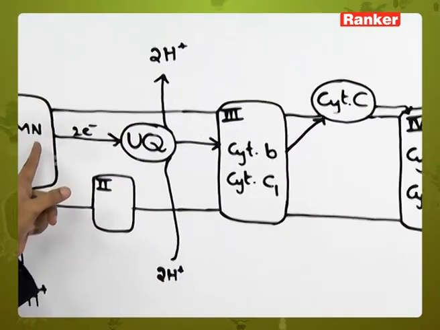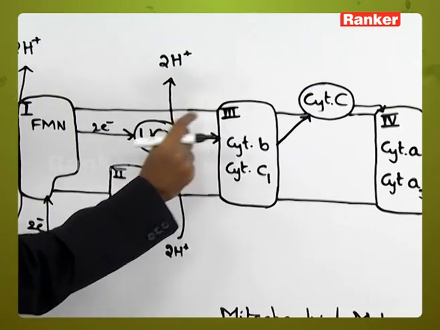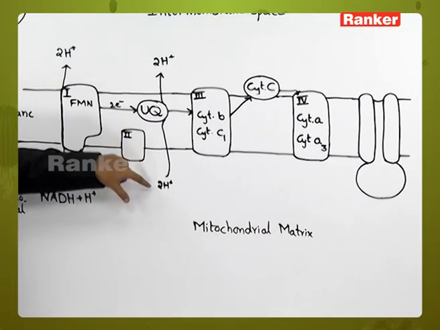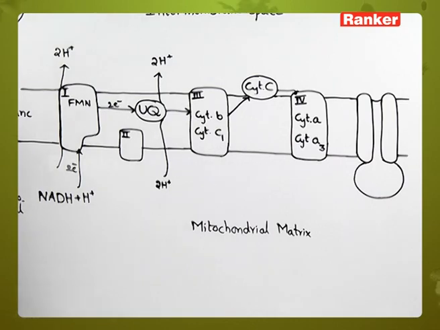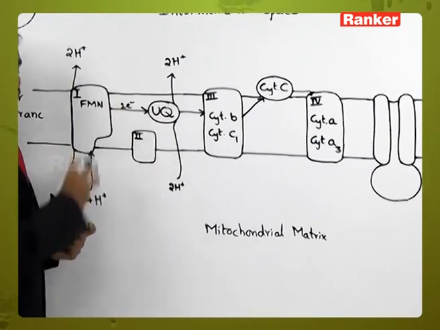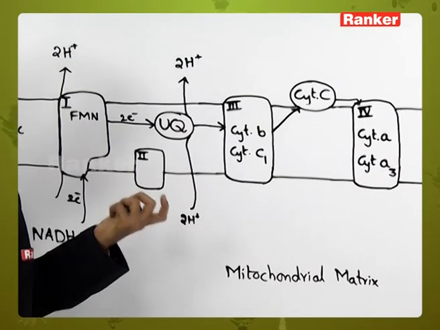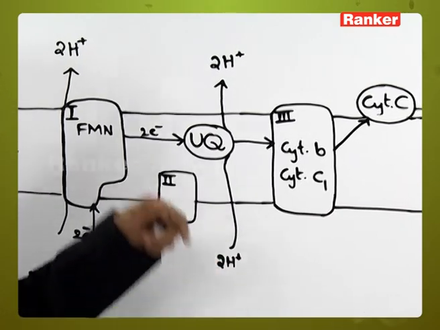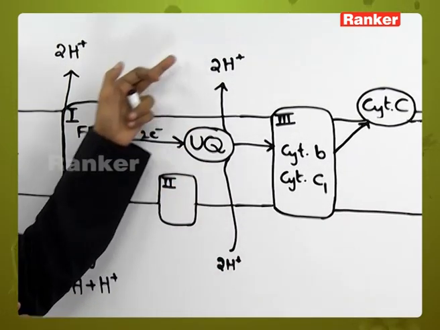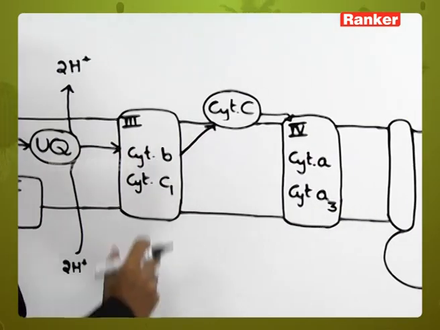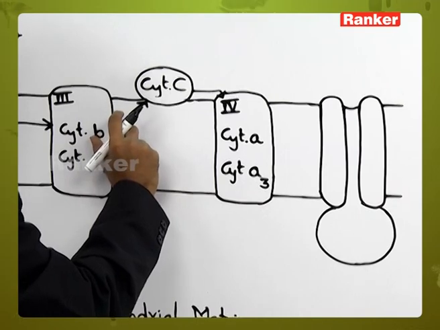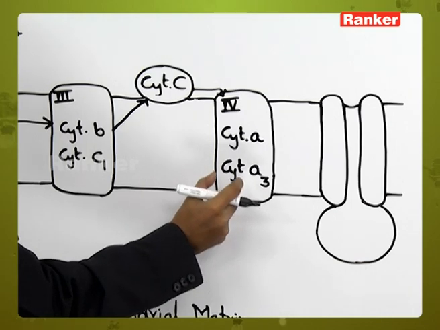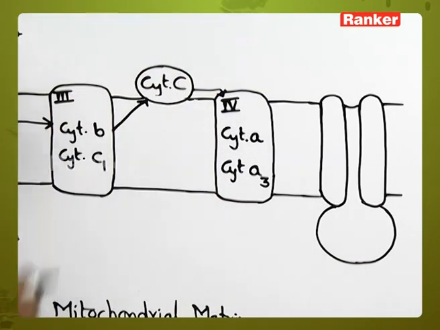So ubiquinone is taking electrons from the first complex. These electrons are given to the third complex. It is taking protons from the mitochondrial matrix, and they are translocated to the intermembrane space. The ubiquinone function is just taking electrons and donating them to the third complex. Next, two electrons are moving from the third complex to the fourth complex, and two protons are also moving from the mitochondrial matrix to the intermembrane space.